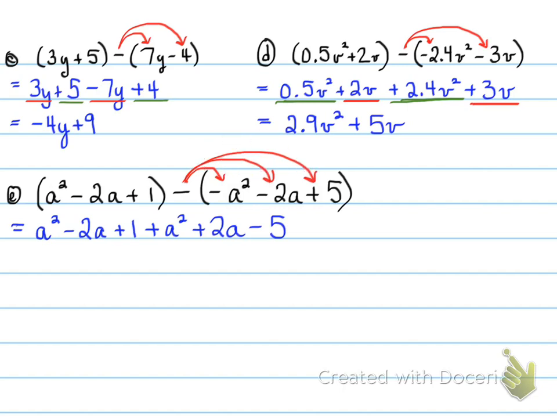We now collect like terms. That is a squared plus a squared, minus 2a plus 2a, and plus 1 and minus 5. So that you get 2a squared minus 4. Why is it minus 4 only? Because remember here, folks, a squared plus a squared is 2a squared. But minus 2a plus 2a means there's 0 a's. No a's, don't put them in. 1 minus 5 gives us minus 4. So now we have 2a squared minus 4.